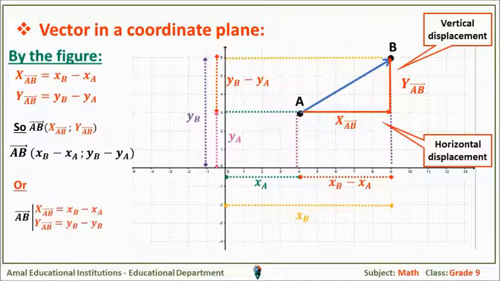Or we can write it in this way. We will write the abscissa of the vector AB above and the ordinate of the vector AB below.